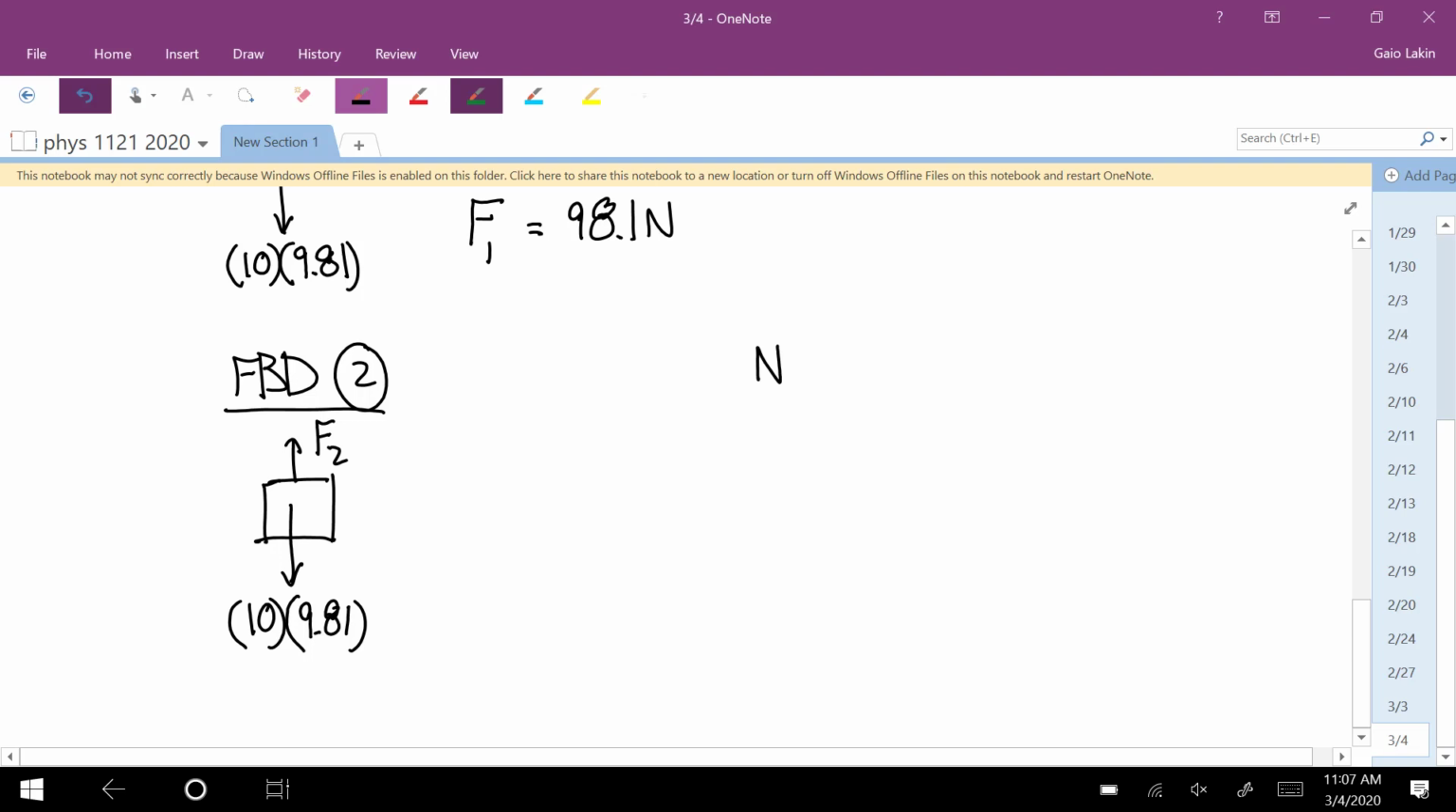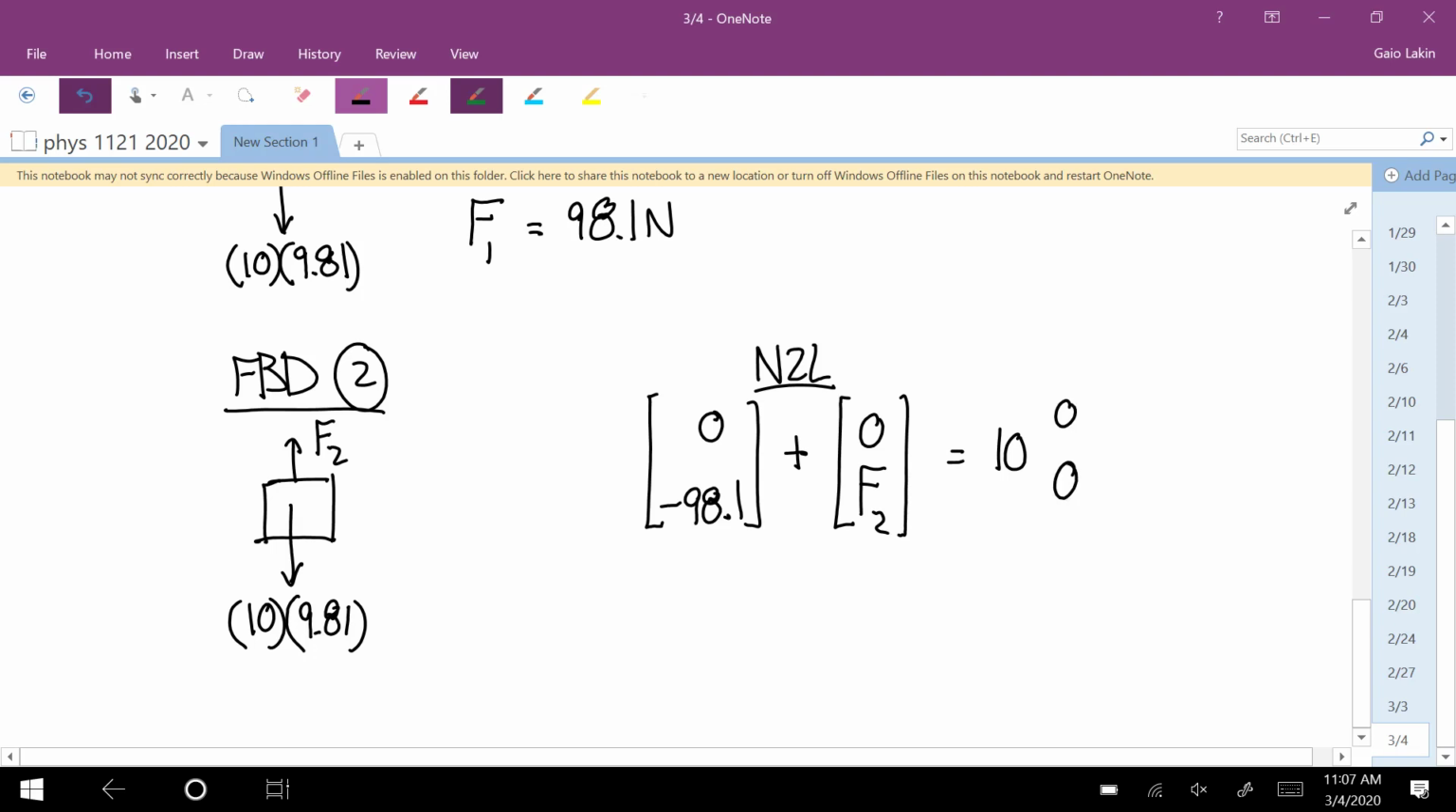Newton's second law now works exactly the same way. We have 0, negative 98.1, plus 0, F2 is equal to 10 times 0, 0. And you get that that force F2 is the same thing as the force F1. It's equal to 98.1 newtons.